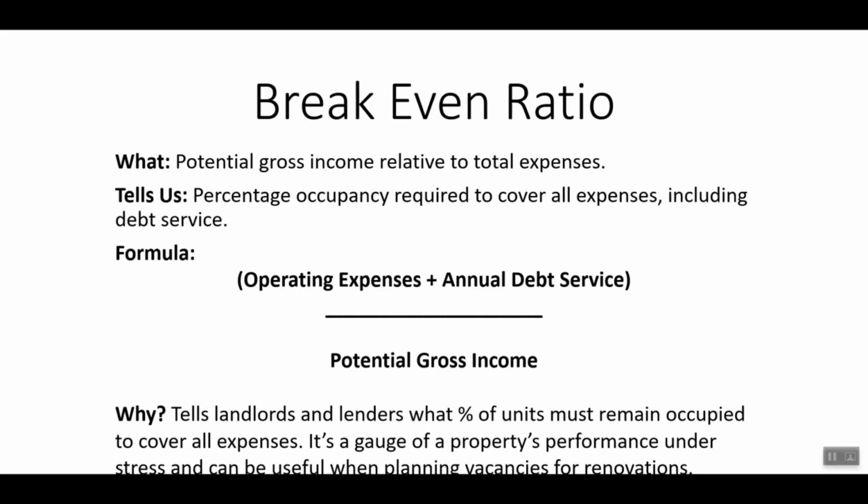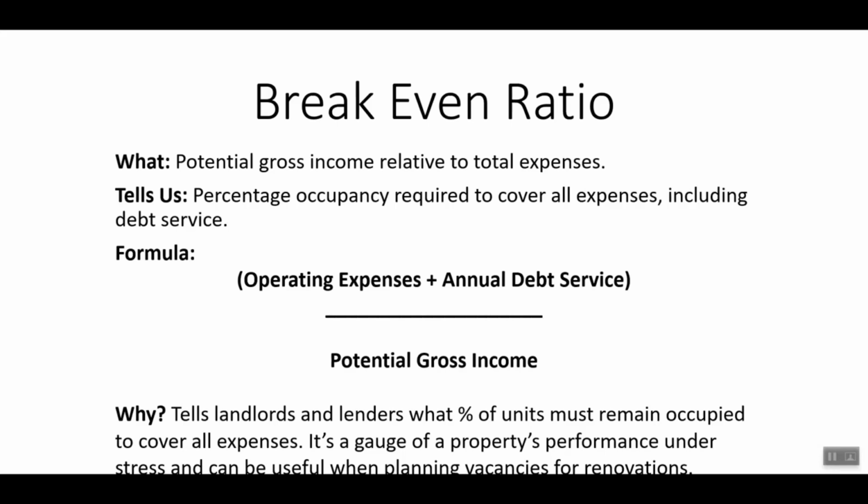And you don't want to see that number be really high. You don't want to see, well, you've got to make 102% occupancy in order to break even. Obviously, it's not possible to have 102% occupancy. So a lower break-even ratio is obviously better. This basically tells landlords and lenders what percent of the units must remain occupied throughout the year to cover all of the property's expenses. It's a gauge of the property's performance under potential stressors, like we talked about. It can also be useful when planning vacancies for renovation.